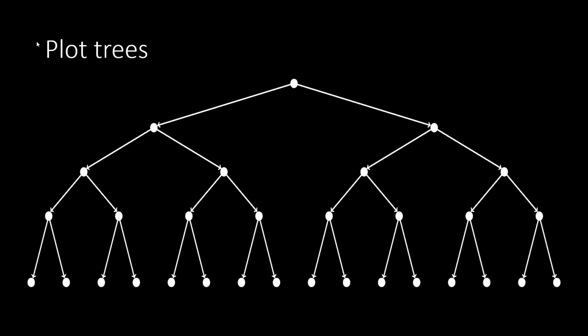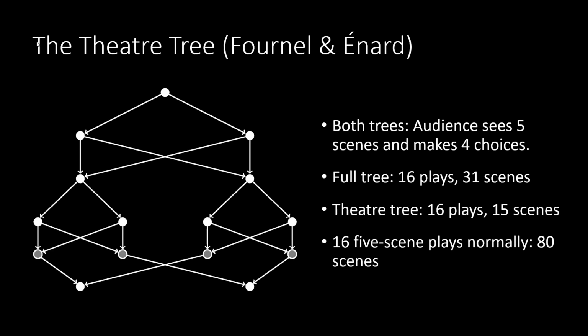There's a way through this, proposed by two Oulipians, Paul Fournel and Jean-Pierre Énard, called the theatre tree. This cuts down the choice a lot, but the audience can't tell unless they come and see it lots of times. In this version you are given choices, but some of the choices lead back to things that have been arrived at through several parts. Just like in the previous tree, the audience is seeing 5 scenes and making 4 choices. But the full tree had 16 possible plays, and you needed 31 scenes to do it. This tree, you still get 16 plays, but you only need 15 scenes, not 31.